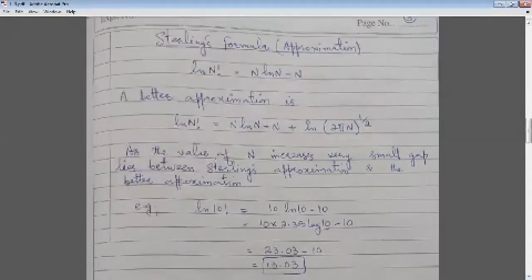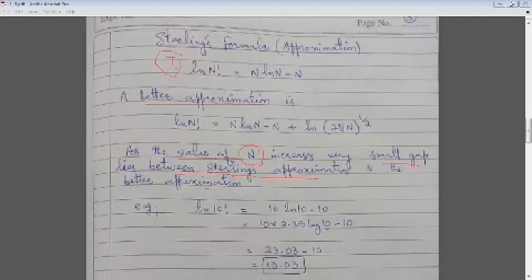So you have to remember that as the value of n increases, the number of entities or molecules increases, and a very small gap lies between the two approximations. This was the first approximation, which we simply call the Stirling approximation. This one is called the second approximation, and it is a better approximation. Why? We will see by taking different examples.